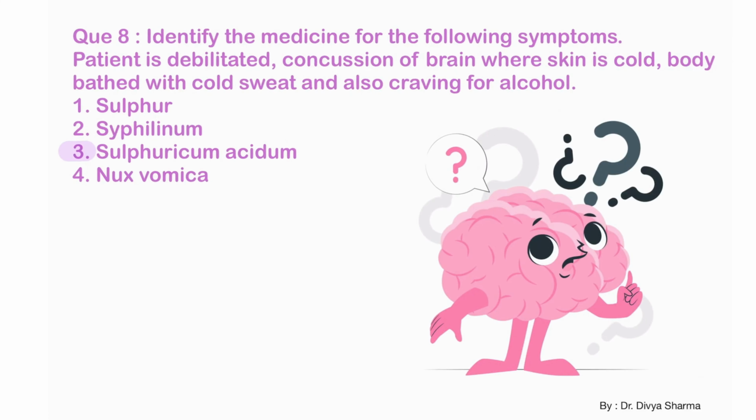Question number 8. Identify the medicine for the following symptoms. The patient is debilitated. Debility is a symptom of the acidic group. So, to rule out everything, we can have sulfuric acid as an option. But let's complete the question and then we'll answer. Concussion of brain where skin is cold, body bathed with cold sweat, and also craving for alcohol. So, the correct option here is sulfuricum acidum.